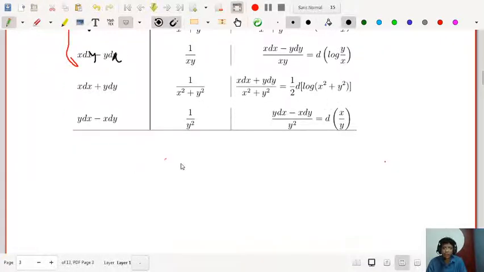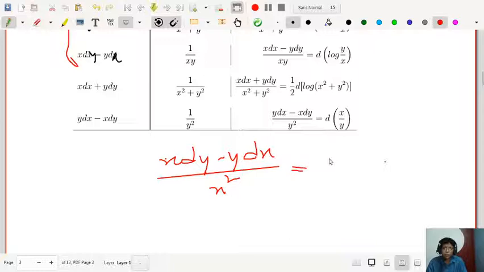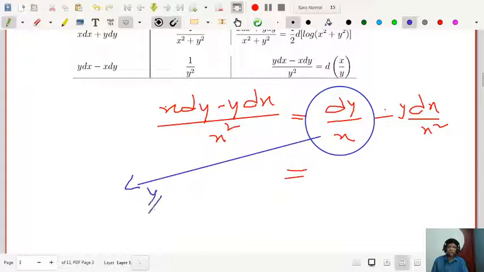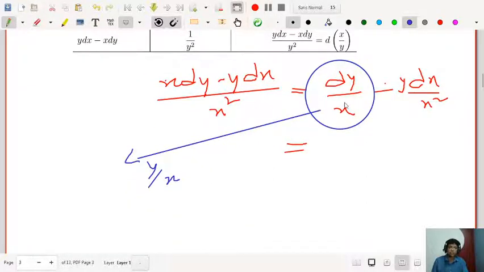Now let us check the calculation. It will be x dy minus y dx by x square. Now if you split it into the two parts that I was talking about, it will be dy by x minus y dx by x square. If you integrate the first term, it will give you y by x, because x is constant and you are integrating with respect to y, dy.